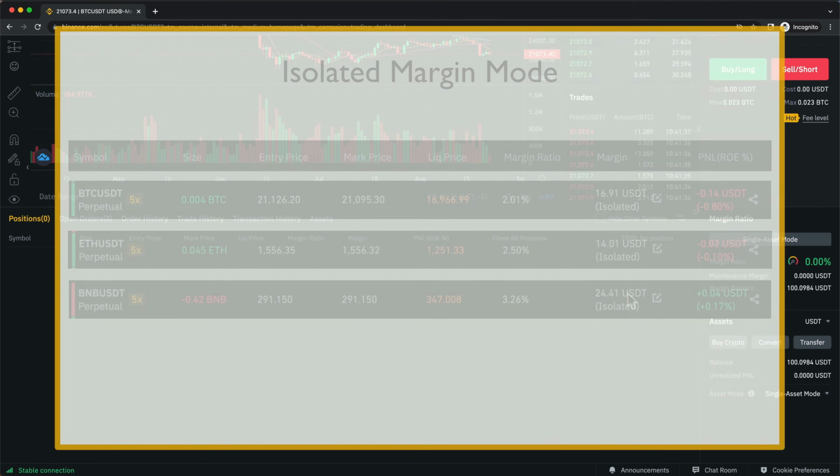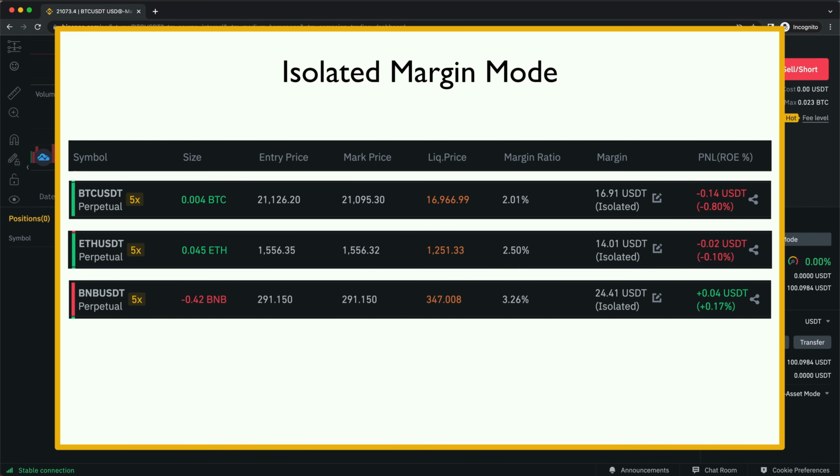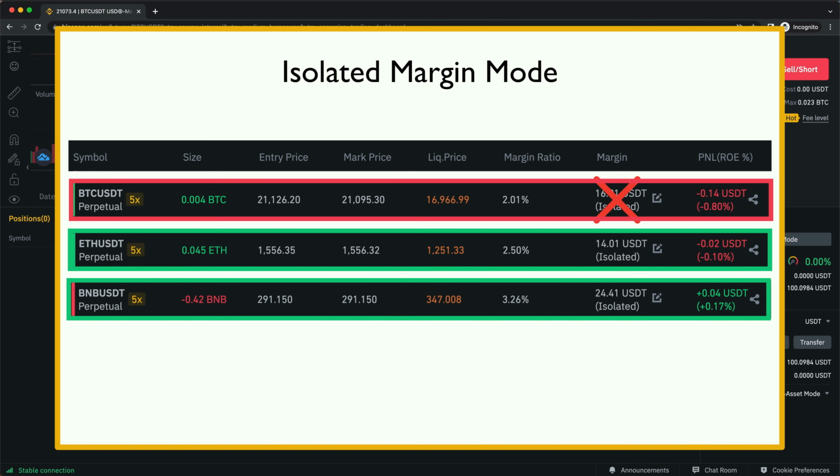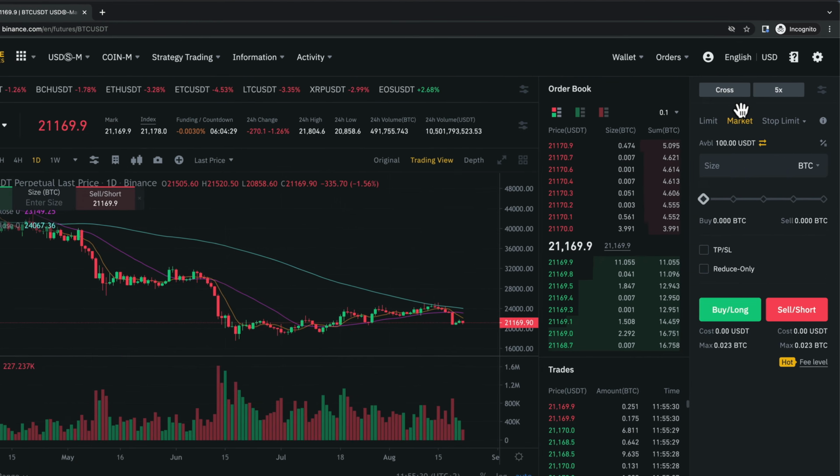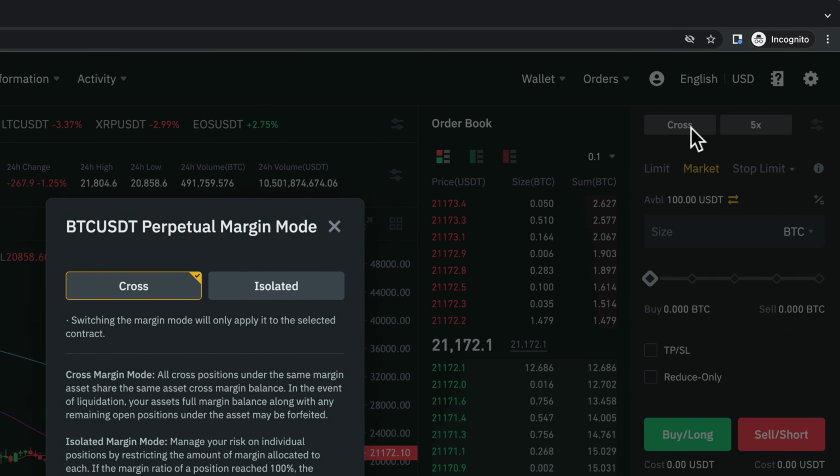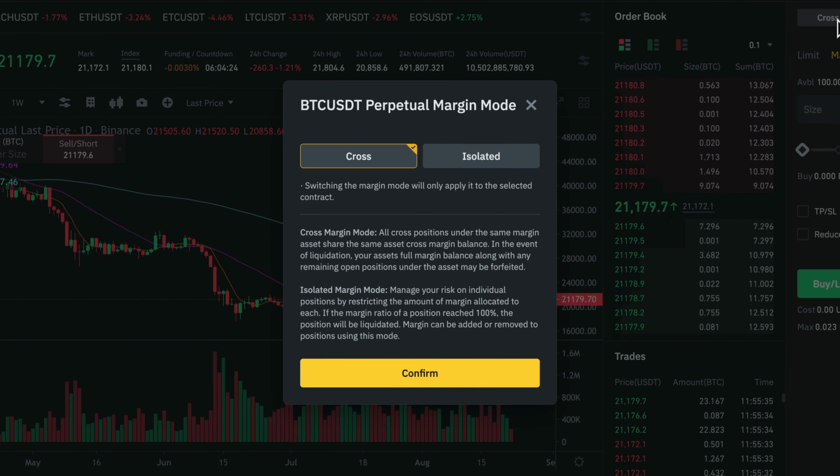There's actually a setting that we can use that allows us to have a separate margin balance for each of our positions, so that if one position declines and triggers liquidation, then we would only lose the margin balance for that one position. We'd be able to keep our other positions open and we wouldn't lose the margin balance for those other positions. So when we go up here and click on this button, we can choose our margin mode.